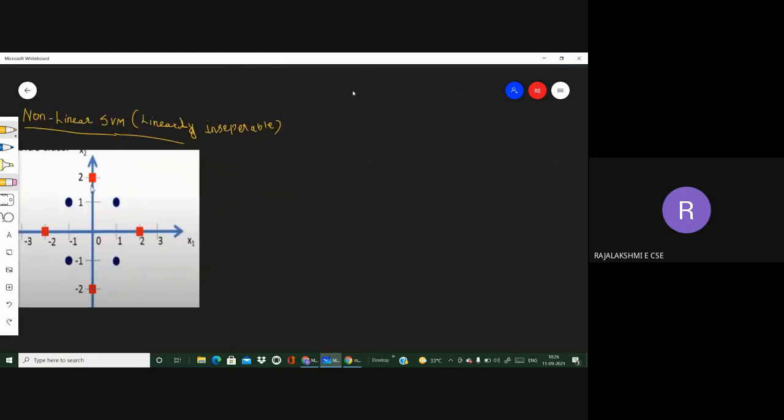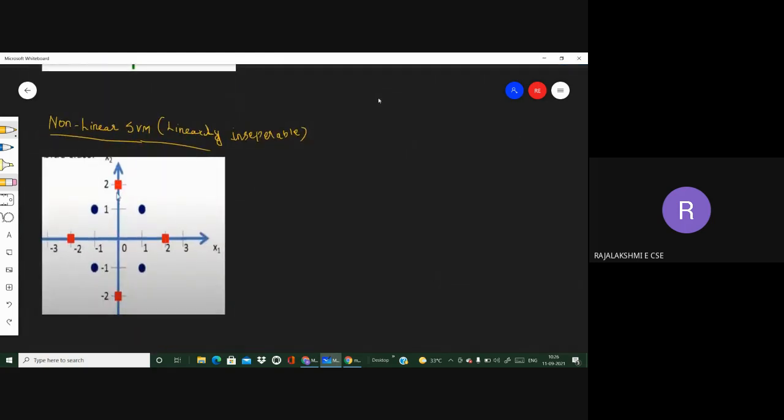Right. Let's go for this. Then any other doubts, ma'am? Any other doubts? Okay. If there are no doubts, let's go for this non-linear explanation.